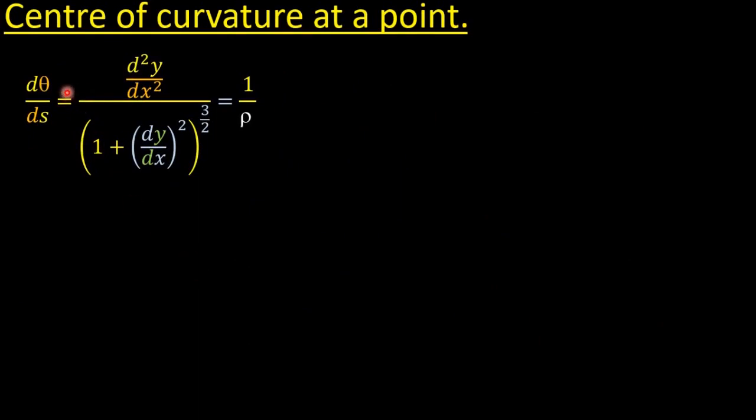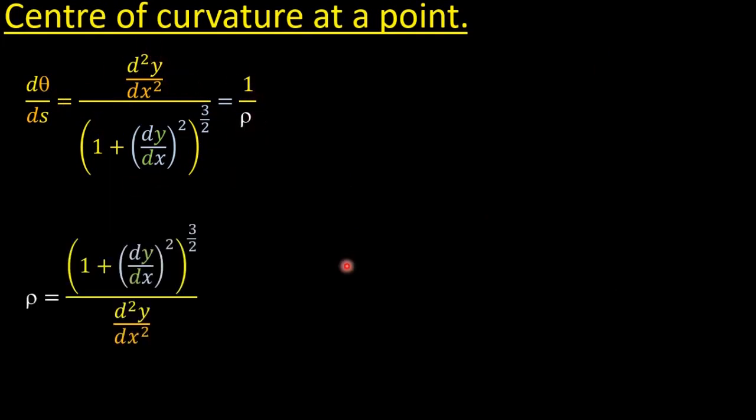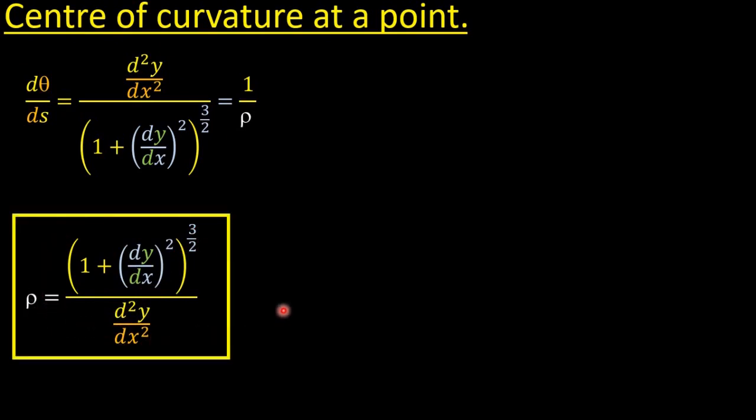Now I can ignore this term here because I've got an expression here for 1 over rho. If I flip this side and flip this side, I'll end up with rho equals 1 plus dy/dx squared raised to the power of 3 halves, divided by d2y/dx squared. So this is our expression for the radius of curvature. Okay, so we write that down. This is the radius of curvature at a point.